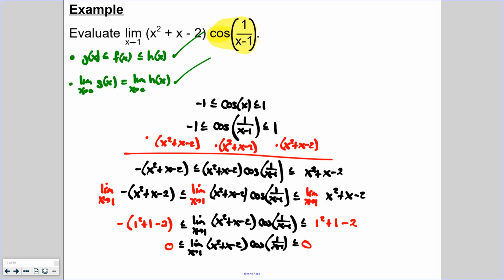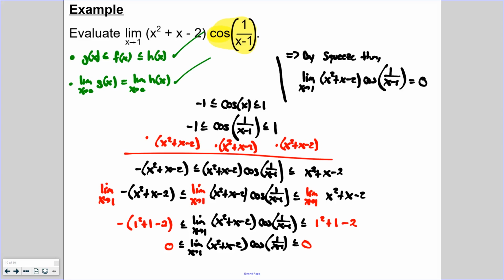So therefore, by the squeeze theorem, we can say that the limit as x approaches 1 of the quantity x squared plus x minus 2 times cosine of 1 over x minus 1 is equal to 0. And there we have it, squeeze theorem.